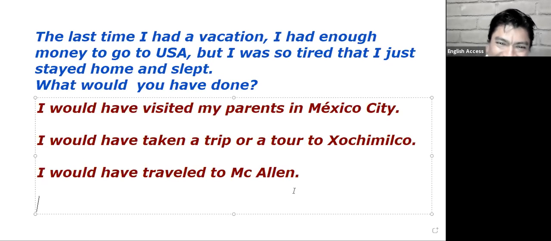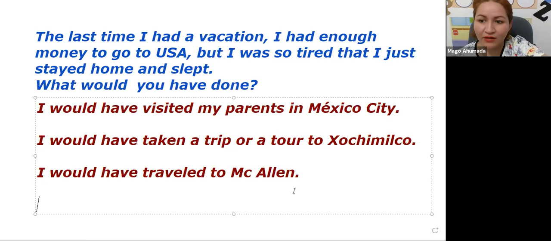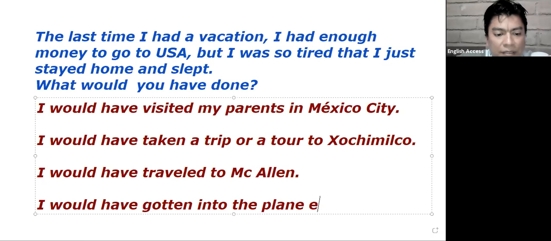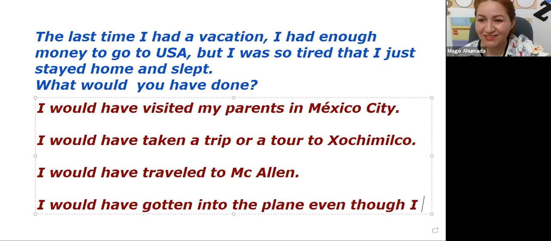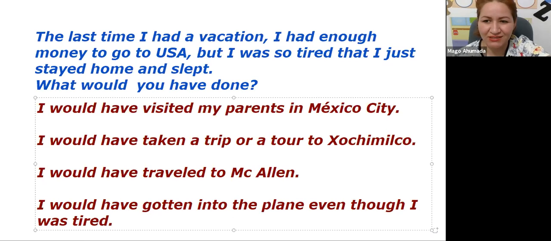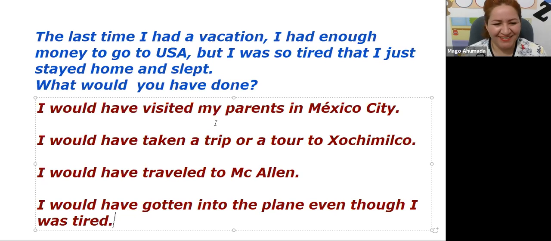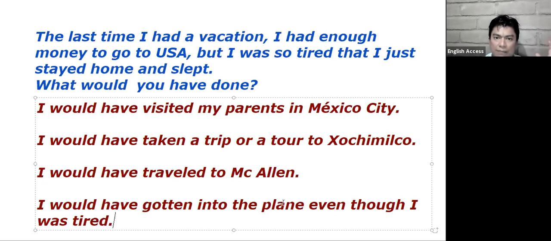Well, maybe it could be: I would have gotten into the plane, even though I was tired. The sentence says that because I was tired, I didn't travel. That's what I understand. You can sleep in the plane. That's good. That's your opinion, your idea, your decision, your choice. Right? Perfect. And this is in the past. So in the past it is a third conditional. Yes.